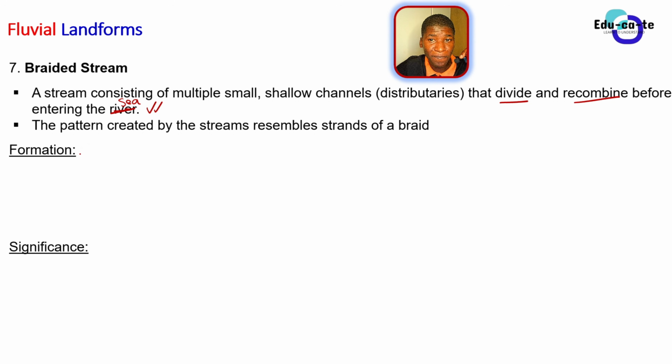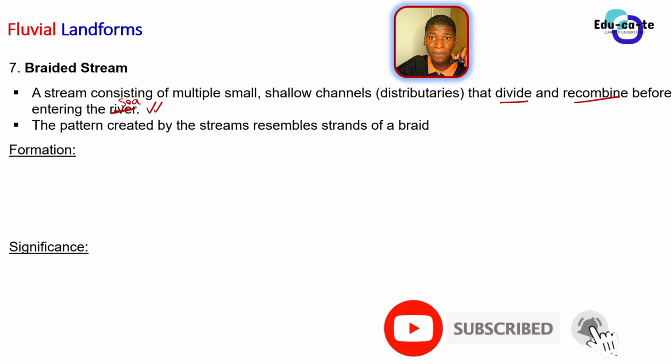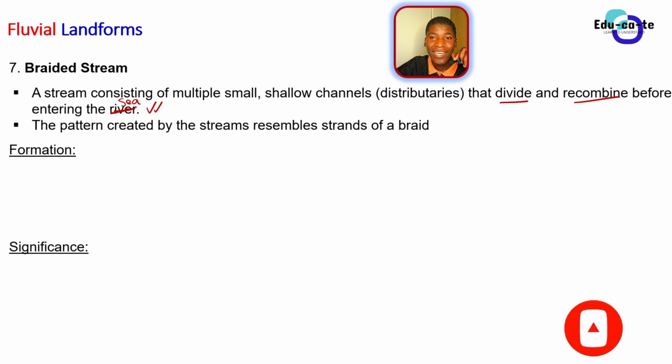So a stream consisting of multiple small and shallow channels, which are known as distributaries. Remember, the distributaries divide from the main channel. They occur when the main river divides into smaller channels, which are known as distributaries. So the difference here is that they divide and recombine multiple times, resembling the patterns of a braid.